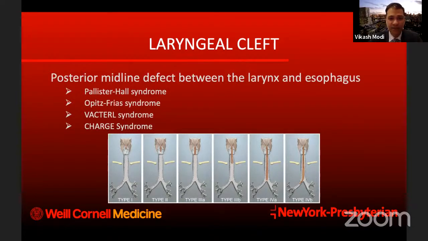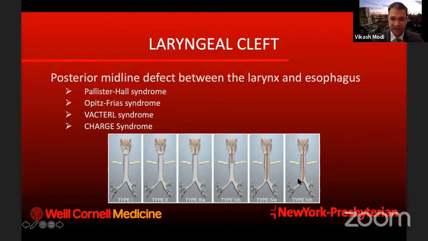It's a posterior midline defect between the larynx and the esophagus. It's associated with those 4 syndromes. A type 1 is just interarytenoid only. Type 2 goes into the cricoid. Type 3A goes through the entire cricoid. 3B goes into the cervical trachea. A type 4A goes into the thoracic trachea. And a 4B goes into the bronchus.